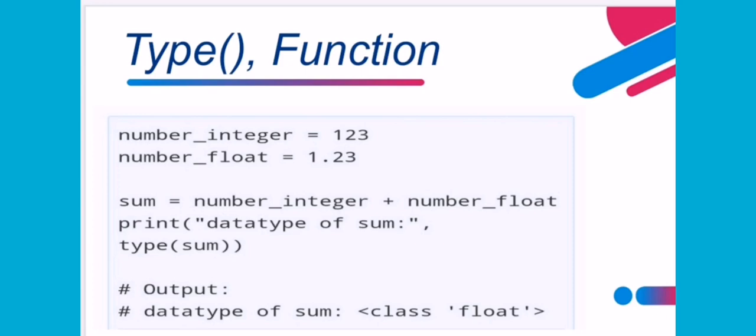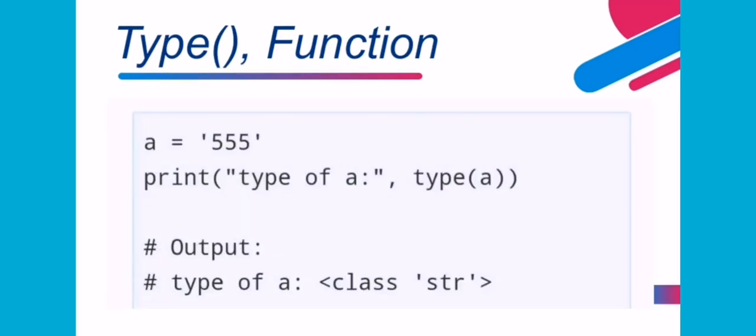Here we will try one more example. In this picture you can see a equal to 555, but it is not an integer, it is a string type. Why? Because it is enclosed in single quotation marks. Now when we use the print statement with the type function and give the variable a, its output is class str, meaning clearly it is a string type, not an integer type.